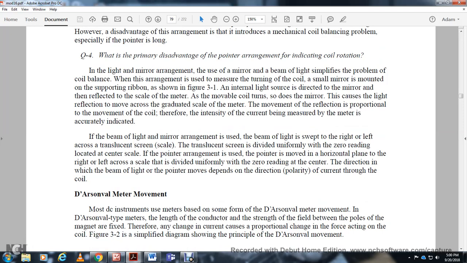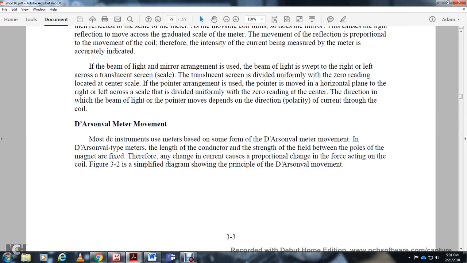The D'Arsonval meter movement is the most common instrument for measurement, based on the form of the D'Arsonval meter movement. In this type of movement, the force depends on the length of the conductor and the strength of the field between the magnetic poles, so the force acting on the coil is proportional to the current. Figure 3.2 shows a simplified diagram of the principle of the D'Arsonval movement.